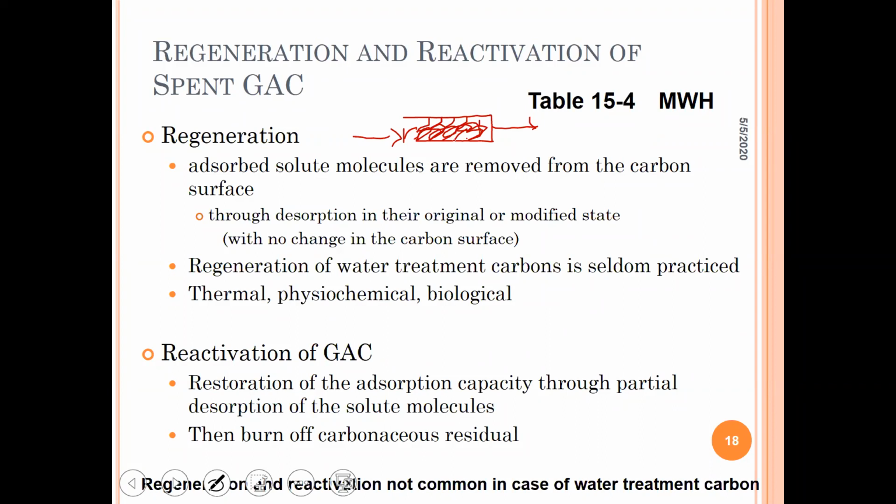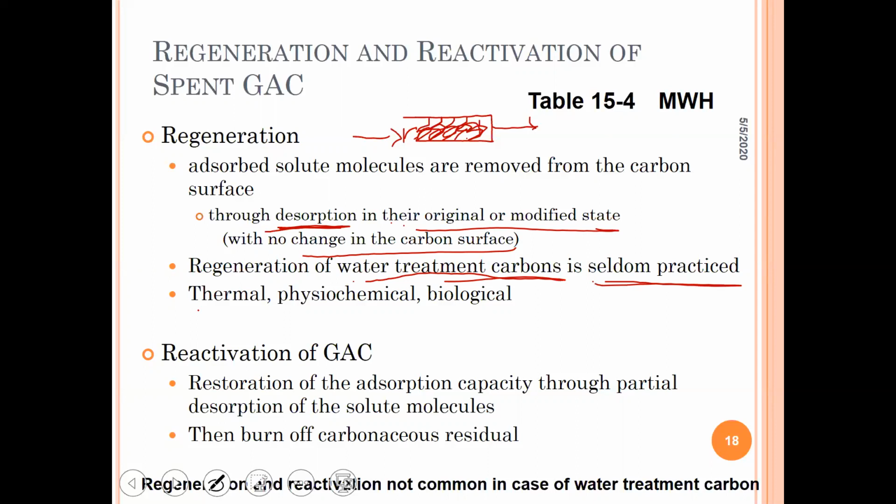Regeneration is where you don't change anything, just remove the attached molecules from the adsorbent. You just remove and dissolve them, in their original and unmodified state, with no change in the carbon surface, by changing the pH or using some other desorption chemical. However, regeneration of water treatment carbon is very rarely practiced.